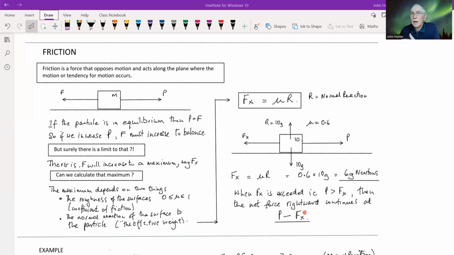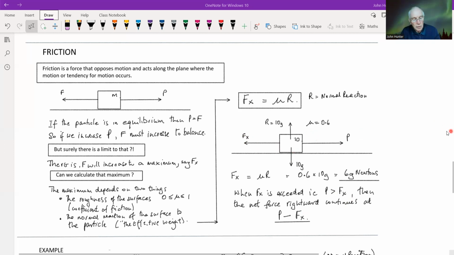I think if you go into high levels of mechanics and physics, you find that there is a distinction drawn between static and dynamic friction. We're not really interested in that at A level. What we do is a slight simplification, and we say that once the particle has started accelerating, then there is a constant opposing force, which is equal to the maximum friction Fx. So that is the concept.